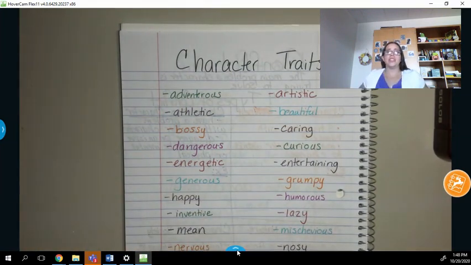Now these character traits are only a handful of character traits. So these are not like the end all be all. This is not the only way a character can be. There's a lot of other ways to describe characters. These are just some ideas for you to use.